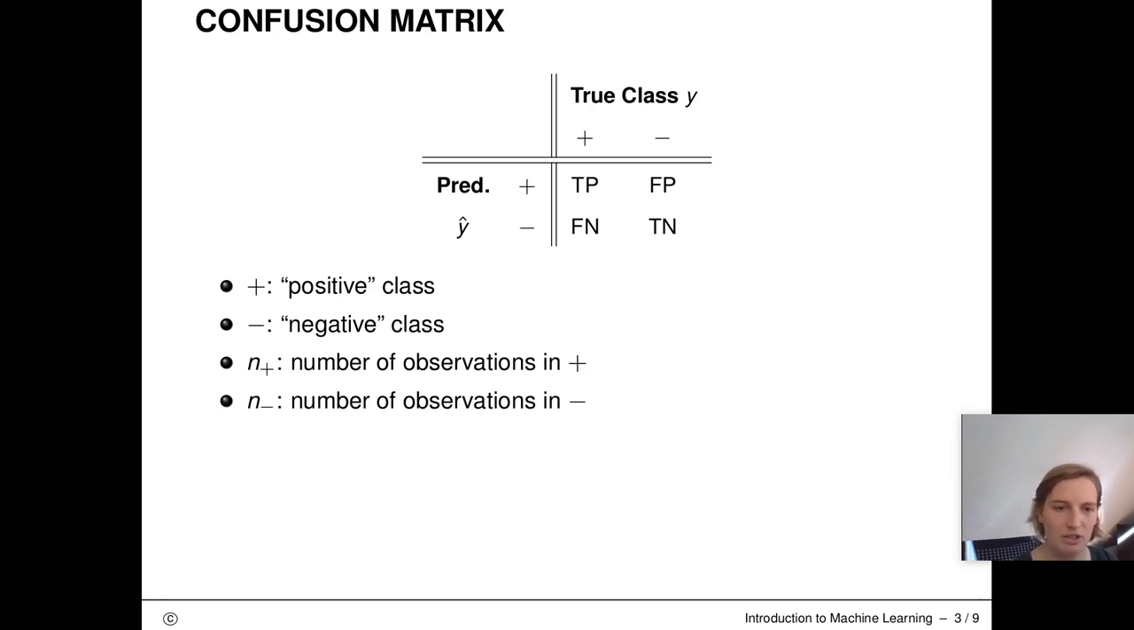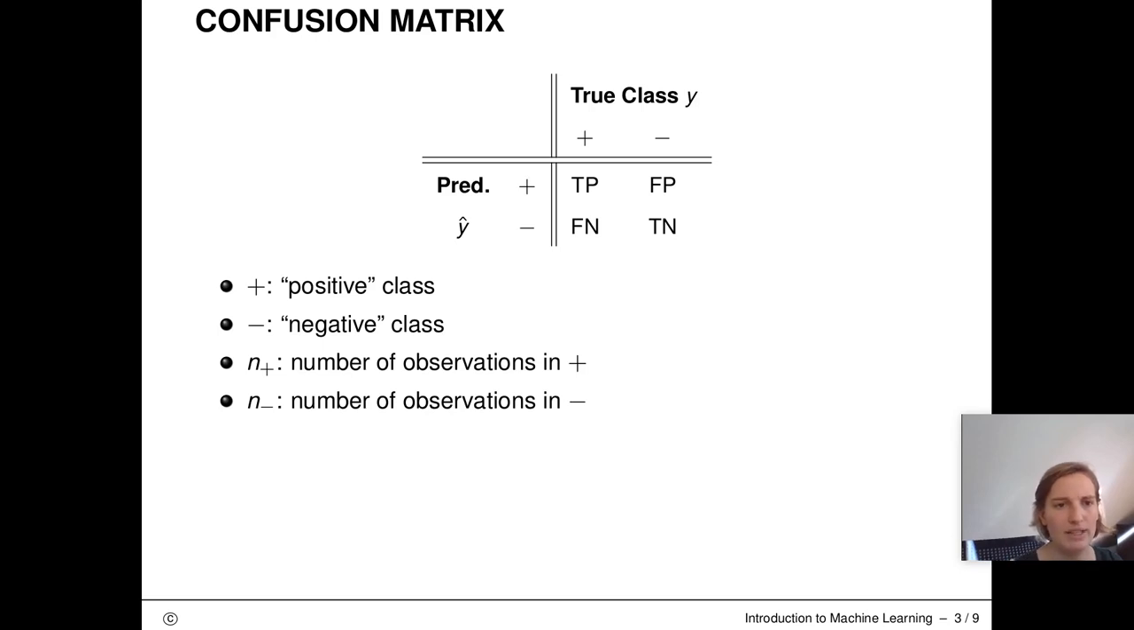In engineering, you might call this class the signal class. In medicine, it would be the disease class. So not positive at all. We call the entries in the confusion matrix true positive, false positive, false negative, and true negative. So the second part of this term specifies what we predicted, and the first part of the term specifies whether the prediction was correct or not.